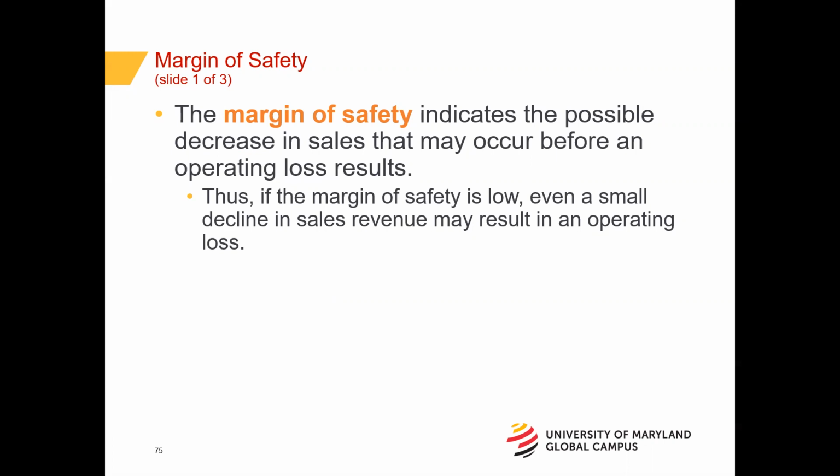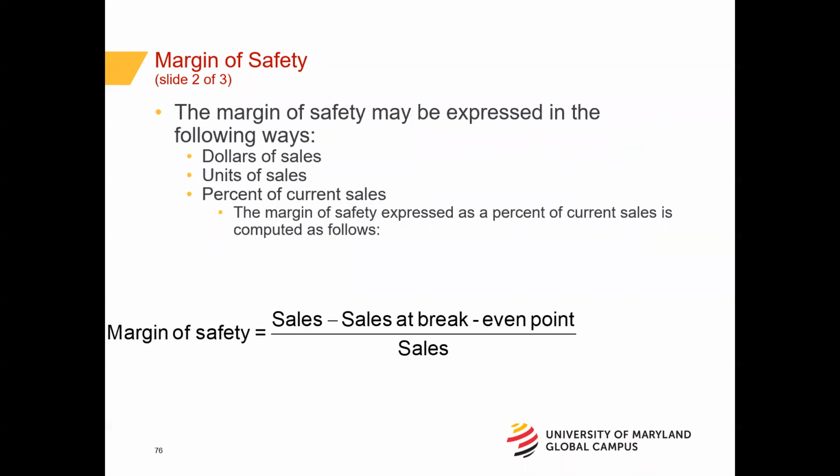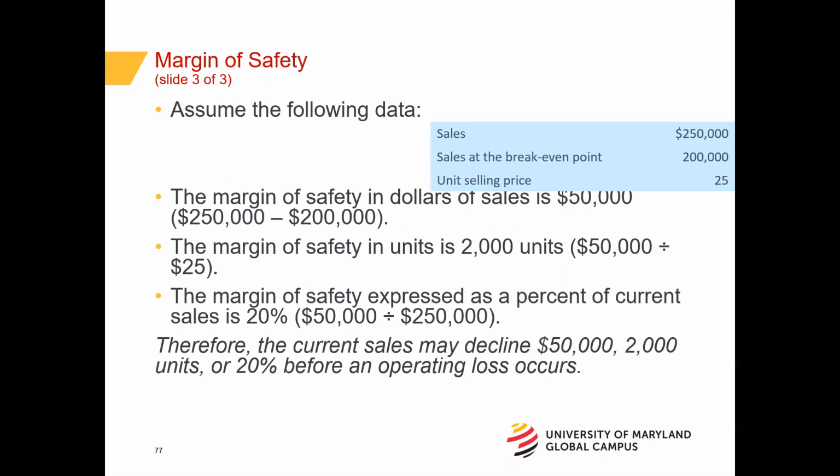It's kind of like a warning that goes off, like, oh, our sales are going down. Well, that's a problem because that's going to impact our contribution margin. So margin of safety we can express in dollars, units, or percentage of current sales. We take our sales minus our sales at the break-even point, divided by sales, and that gives us a margin of safety. So here's an example.